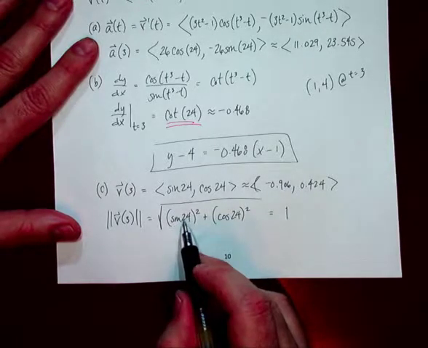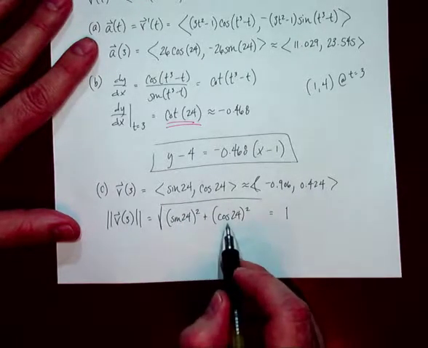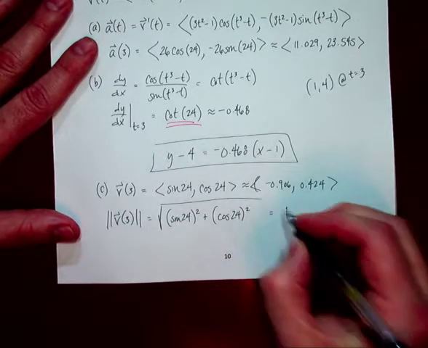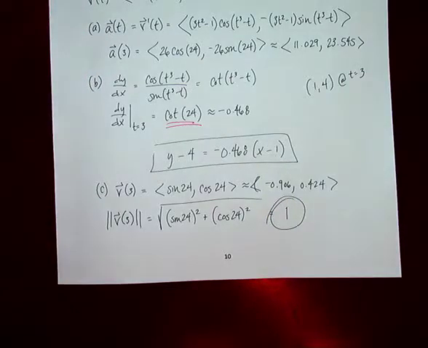Because sine squared of anything plus cosine squared of that same thing is going to be 1, and the square root of 1 is 1. There you go. Fun, fun.